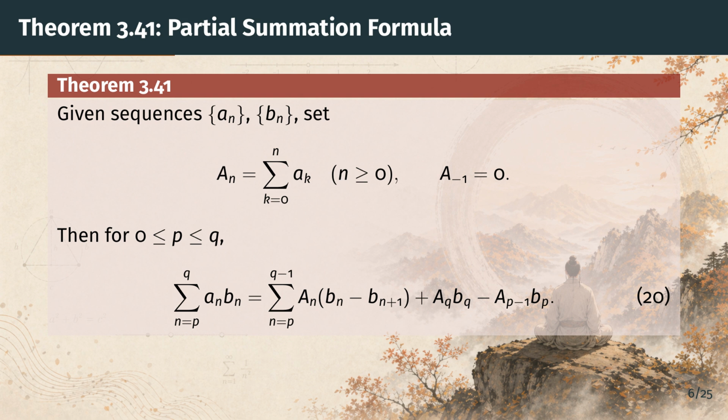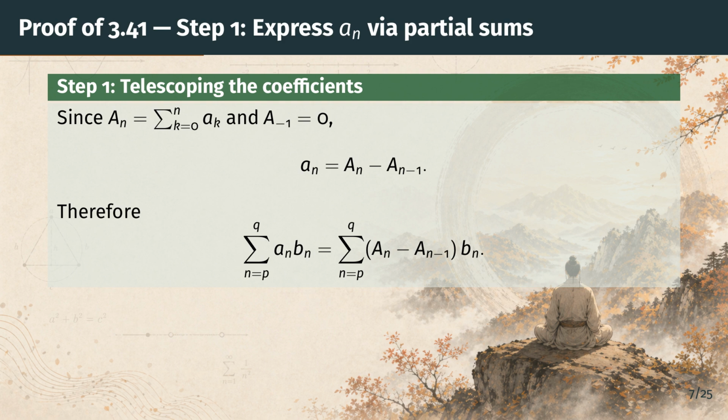Compare this with integration by parts. Capital A plays the role of an antiderivative of a, and the differences of b play the role of the derivative of b. Let's prove it. The proof is short and purely algebraic. The first step is the central observation.